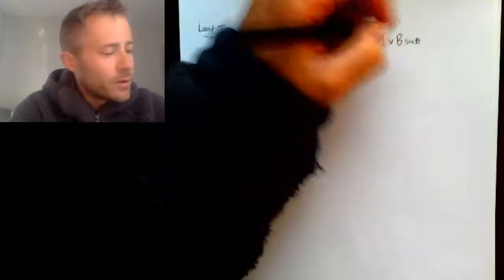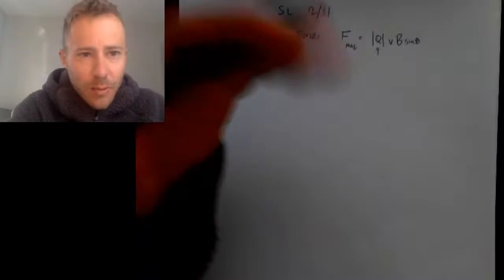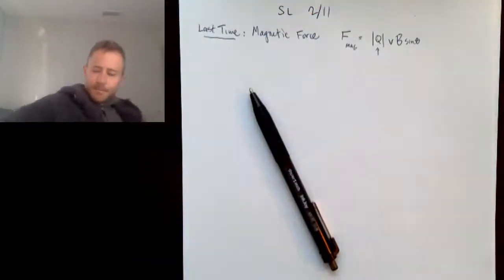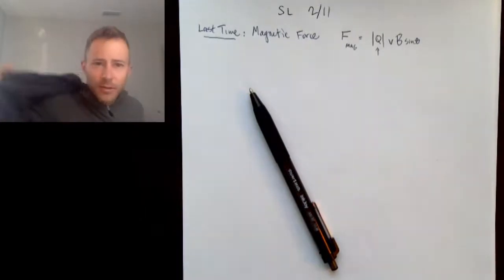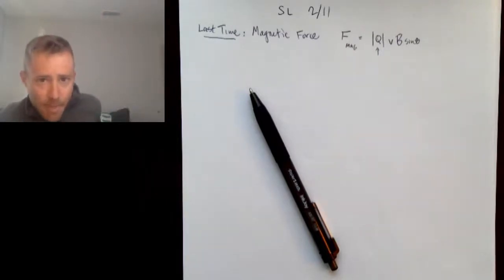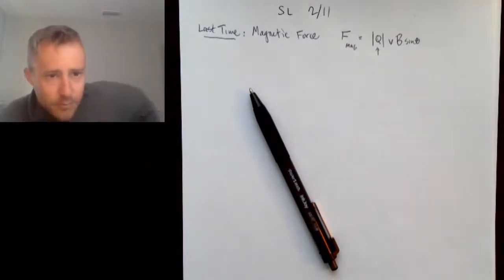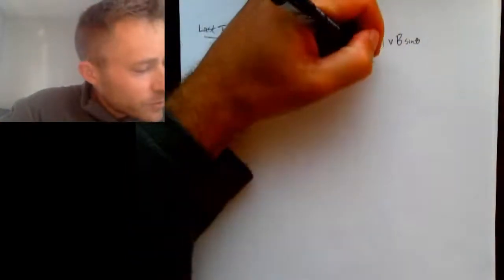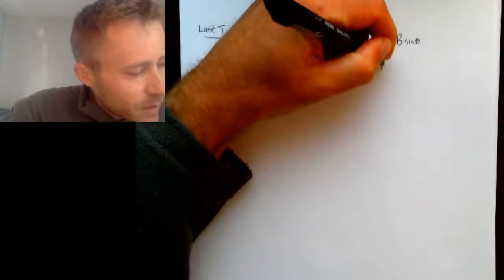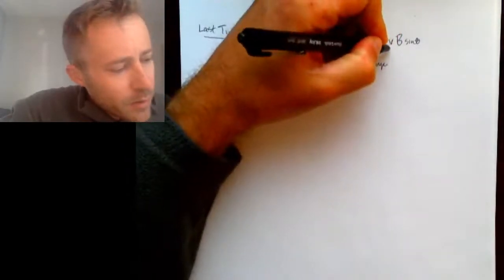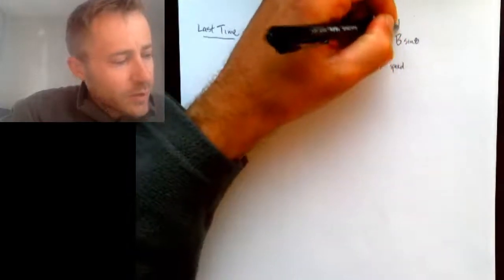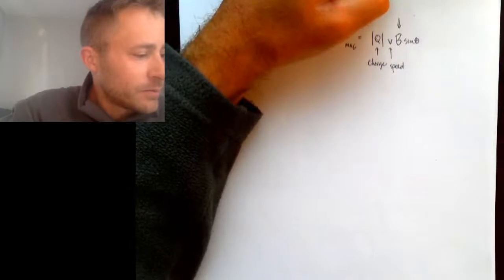So when I say absolute value of Q, I mean if it's an electron, you make it a positive charge. I'm sufficiently warmed up. So this is the amount of charge. This is the speed. This is the size of the magnetic field.